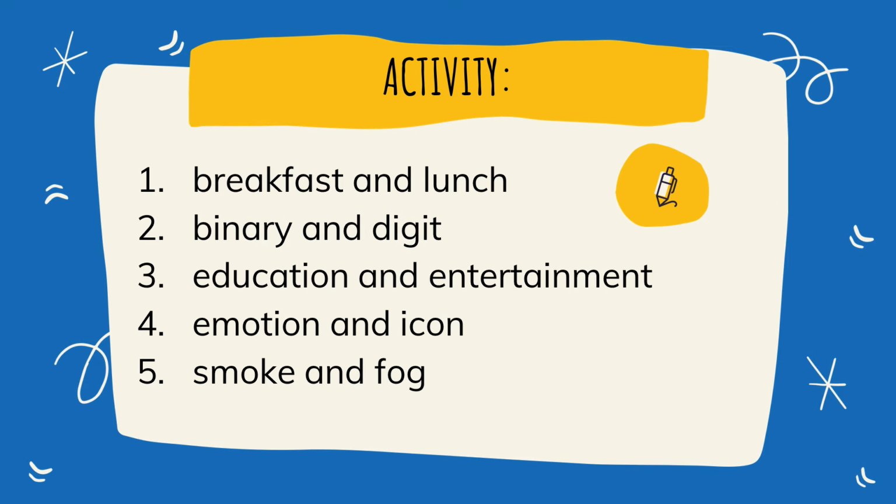This time, let's take a look at these words. So we have two words for each number. How can you blend these words to come up with a new word? Number 1, breakfast and lunch. Number 2, binary and digit. Number 3, education and entertainment. Number 4, emotion and icon. And number 5, smoke and fog.